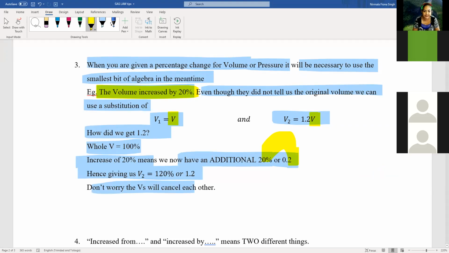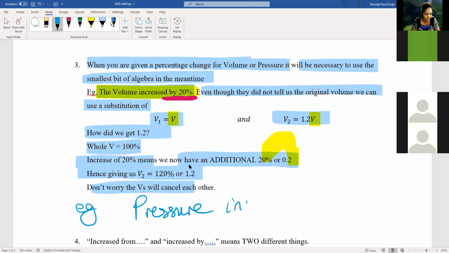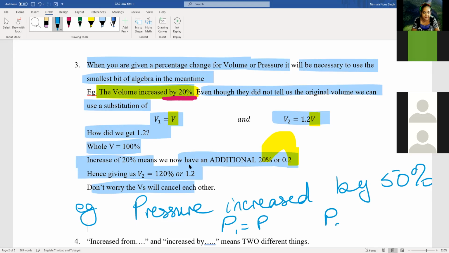So a little tip: anytime you see a volume or pressure increase by a percentage, all you need to do is add it to your decimals and introduce an unknown term, and it's going to work out very nicely. Let's think of a little idea, putting you all on the spot. Suppose my pressure increased by 50%. What will my P2 be if my P1 is equal to P? Using the same logic.